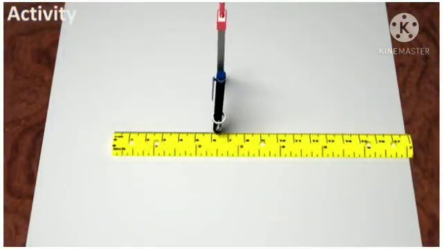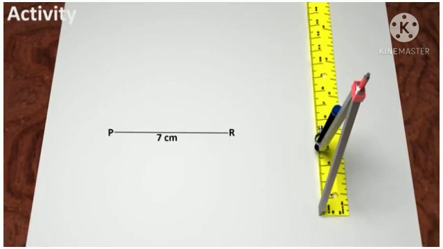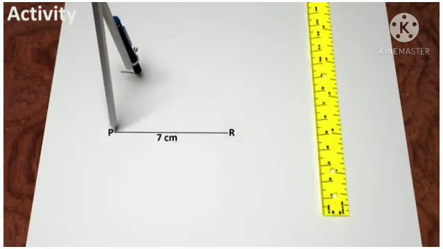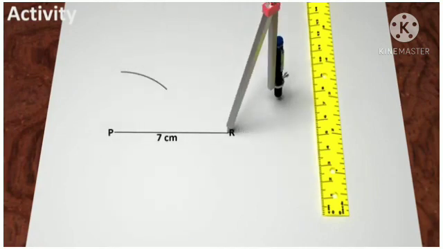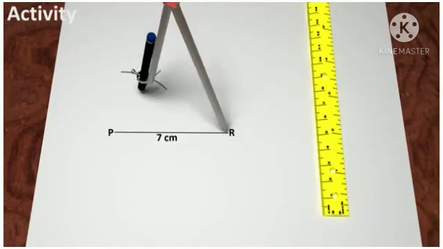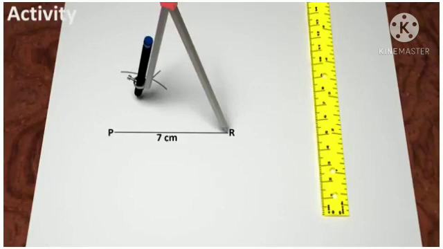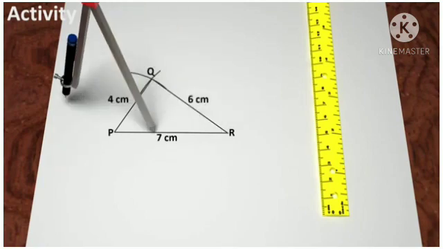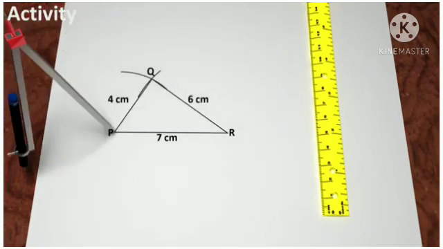Draw side PR with 7 cm length. Now take compass and fix the sharp end at point P. Then measure 4 cm radius using scale. Then draw an arc. Now similarly keep the sharp end at point R and draw an arc of 6 cm radius that will intersect at point Q. Now join PQ and QR. The result is triangle PQR.